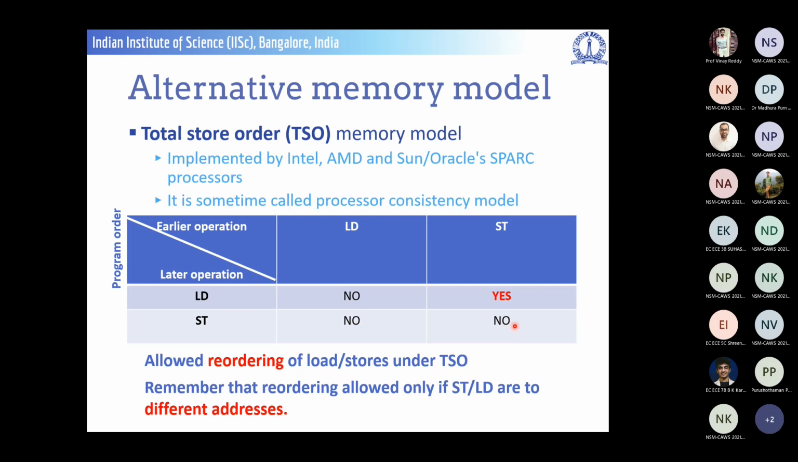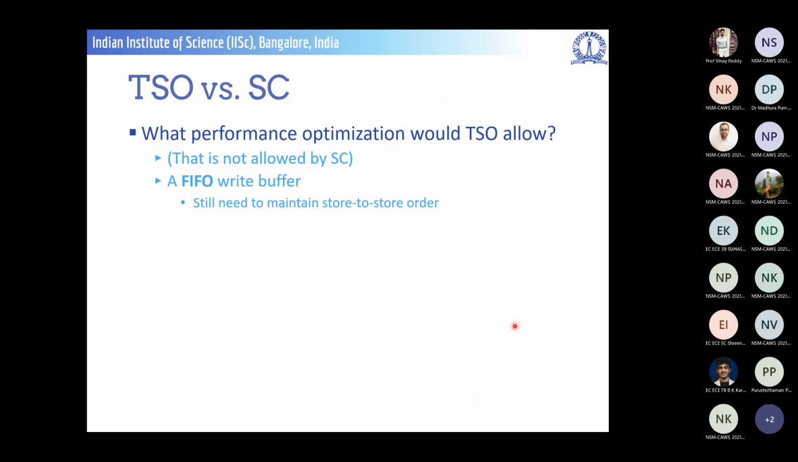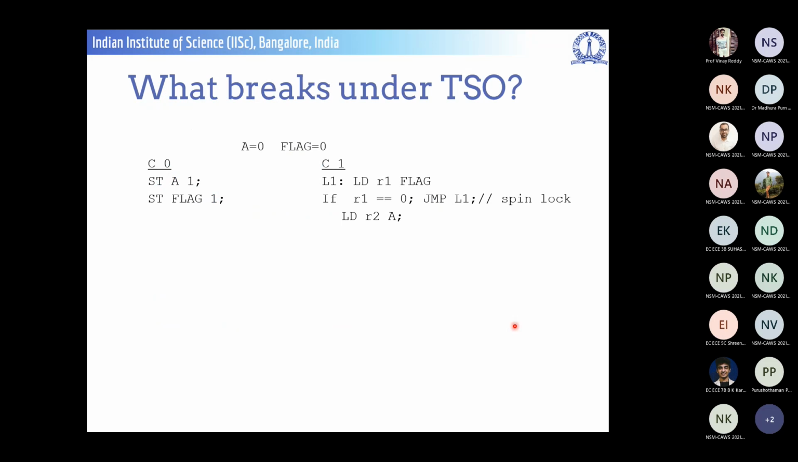So we already talked about this being one of the most popular memory consistency models, and why so. We'll take an example. The optimization TSO allows that is not possible in the sequential consistency model is the existence of the write buffer, or FIFO write buffer. Let's take an example, since we say that some programs will break.